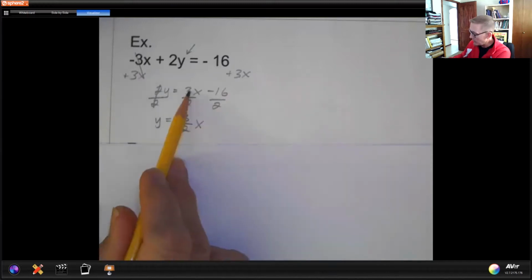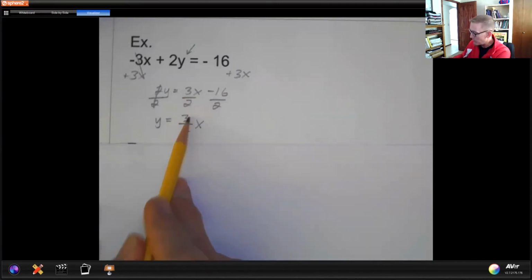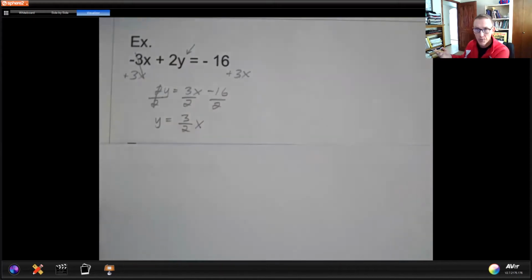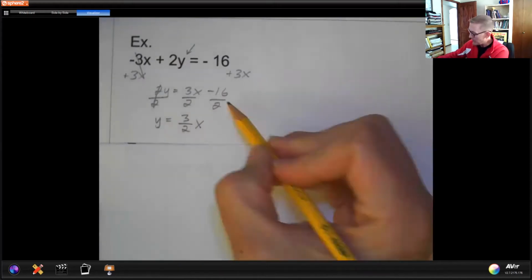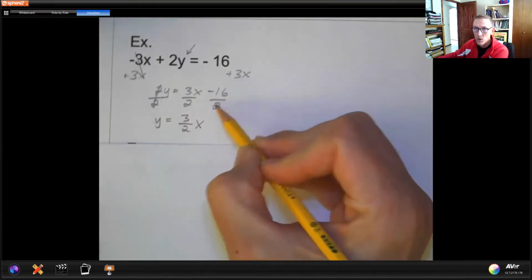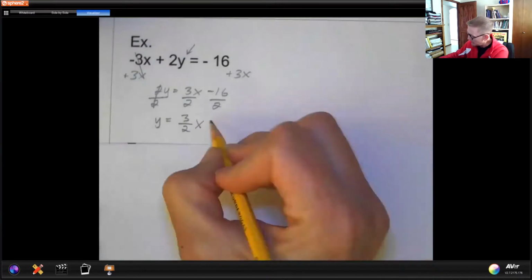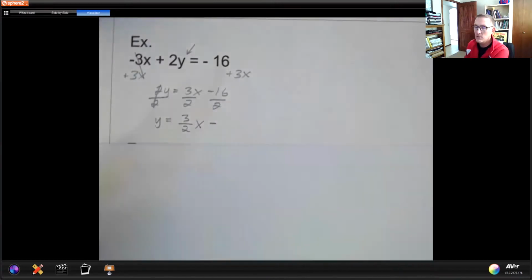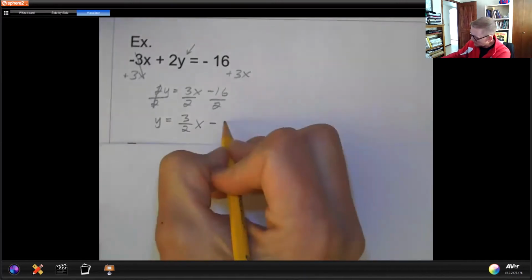So the 3x over 2 becomes 3 halves with an x next to it. Now, if 3 halves could reduce, I would reduce it. And then the second one here is negative 16 over 2. Well, this one can go in evenly. So this is going to be a negative because there's one negative in that division. And 16 divided by 2 equals 8.